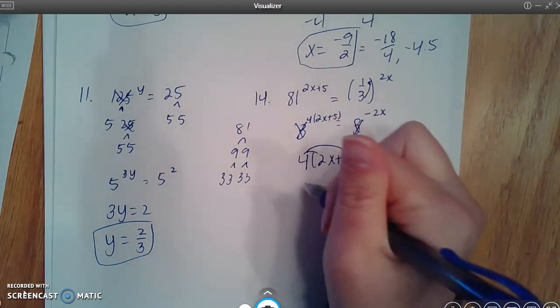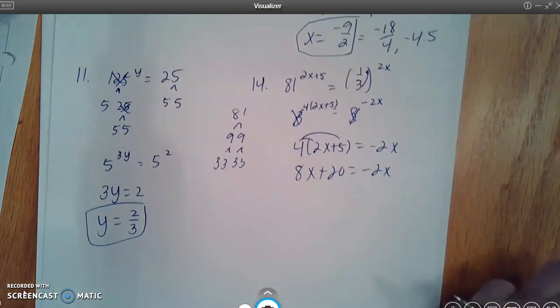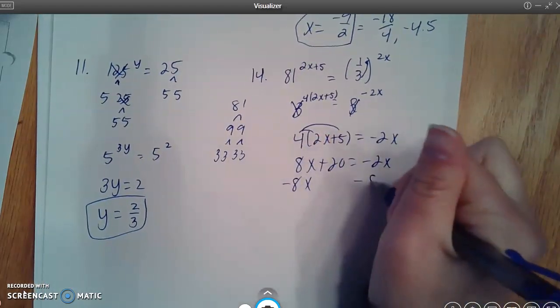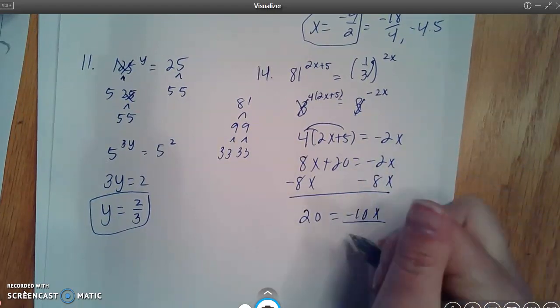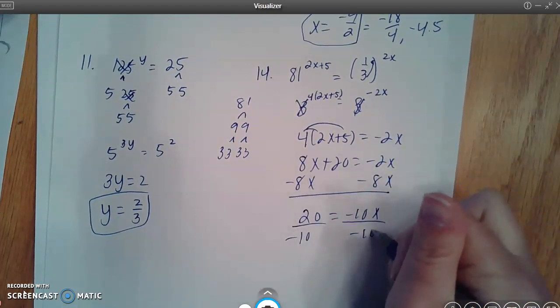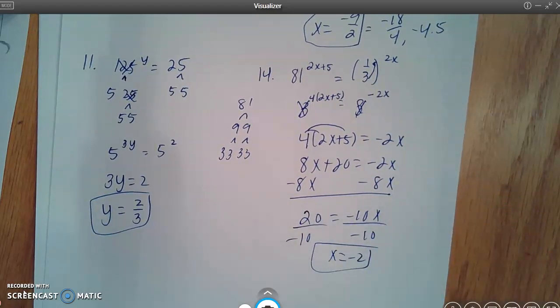Now we just solve the equation. We're going to take our 4 and distribute it to get 8x plus 20 is equal to -2x. I'm going to subtract my 8x. You get 20 is equal to -10x. Divide everything by -10, so x equals -2.